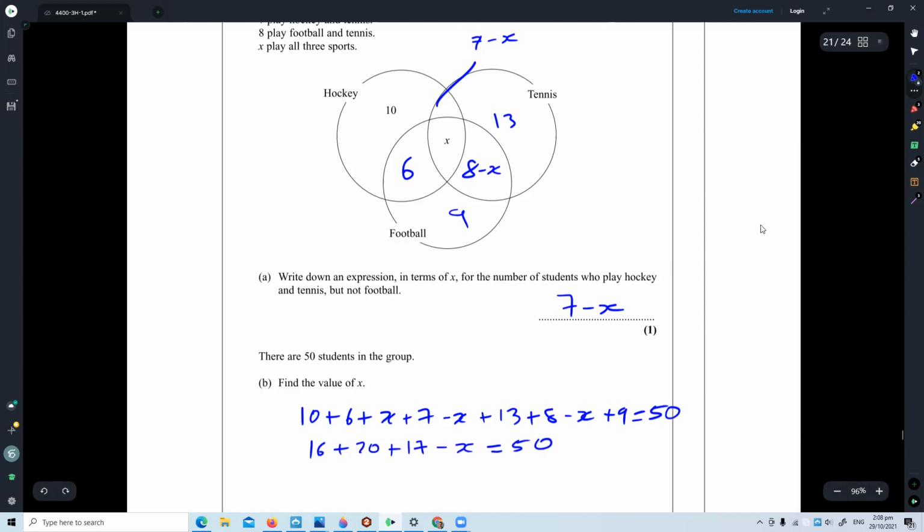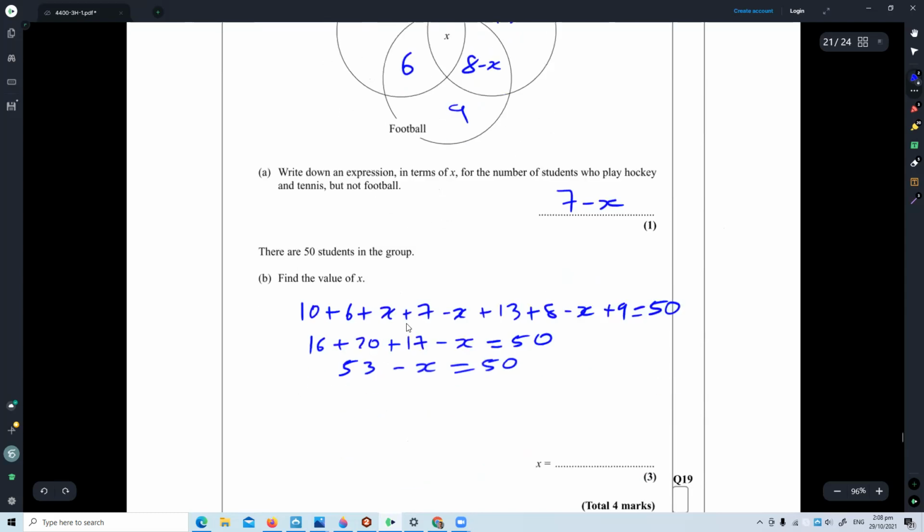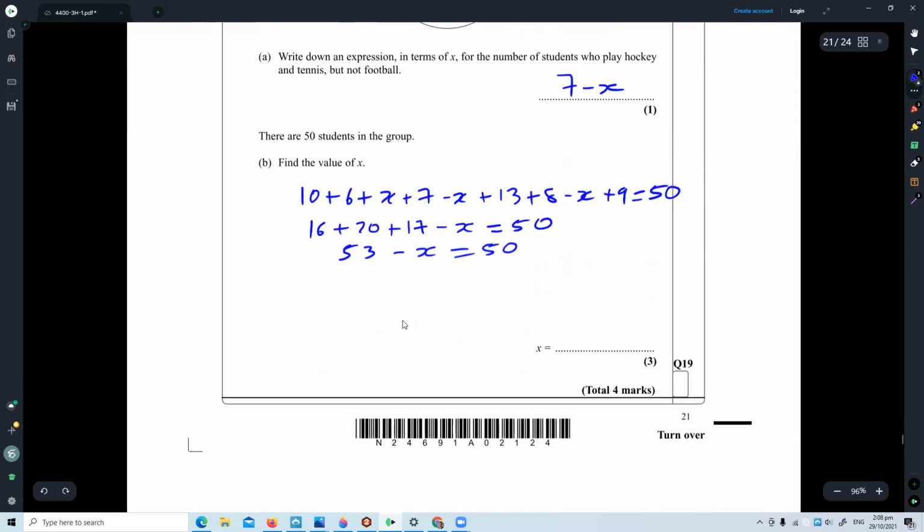53, right? That's a bit odd. I hope I didn't make a boo-boo. I might have to backtrack here. 53 minus x equal 50. Oh no, I guess we're good because I'm going to move the x to the right. So I'm going to say 53 minus 50 is equal to x, and then I'll get x equal 3. And that's worth 4 marks.